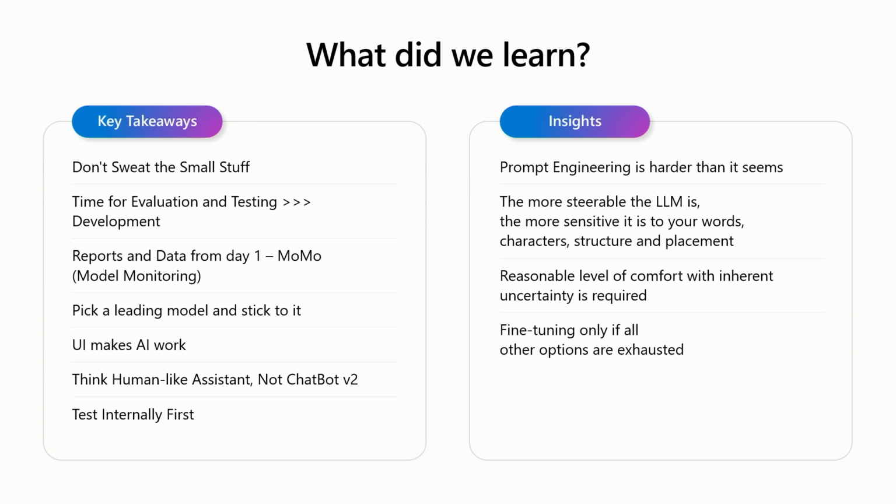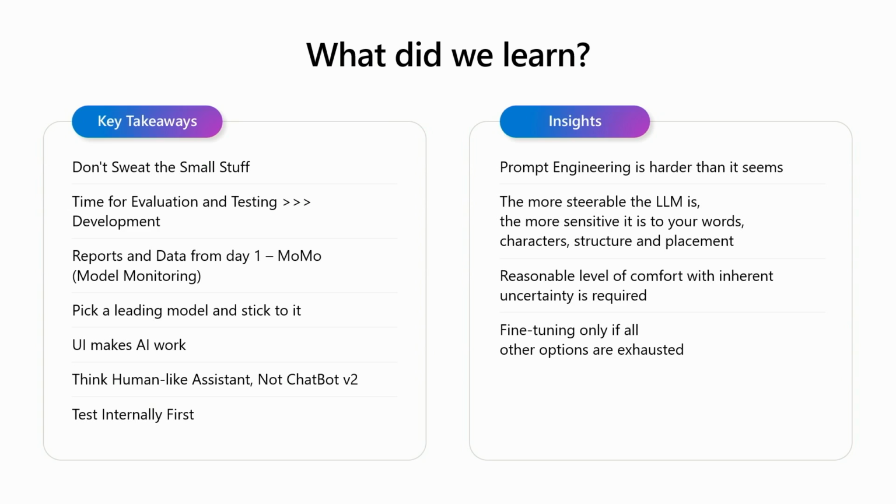The next big thing that we learned is reports and data, right? Because reports and data are really important for you to evaluate, and you need to have what they call MOMO, model monitoring. I'll quickly go through this list, but pick a leading model. There are lots of models out there. What's more important is how you build your solution. UI and UX, obviously, very, very important. I like to say UI makes AI work, just like from ChatGPT. Think human-like assistants.